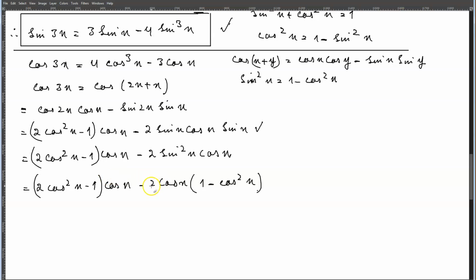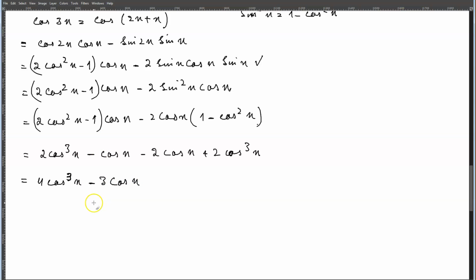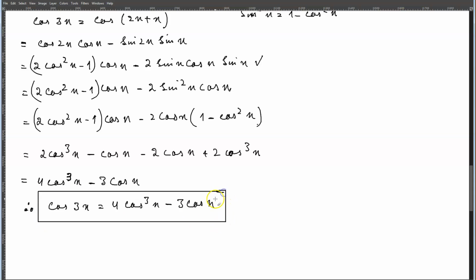And then I can multiply now, meaning that I can write this here as 2 times cos cube x minus cos x, and over here I have minus 2 times cos x plus 2 times cos cube x. So you have 2 times cos cube x plus 2 times cos cube x, which is 4 times cos cube x, and negative 2 times cos x, negative cos x is negative 3 times cos x. And therefore you can say that cos of 3x is equal to 4 times cos cube x minus 3 times cos x. That is the formula that we wanted to show here.